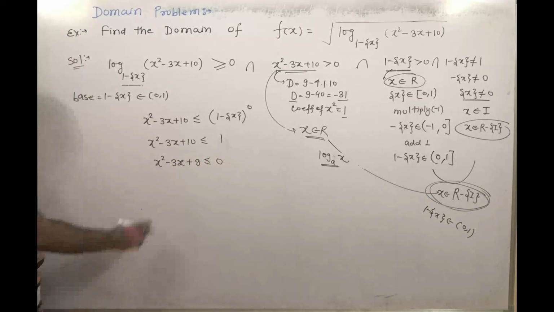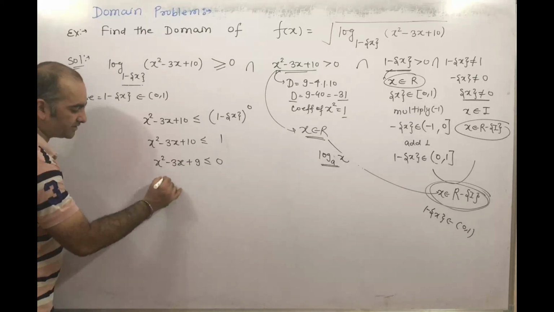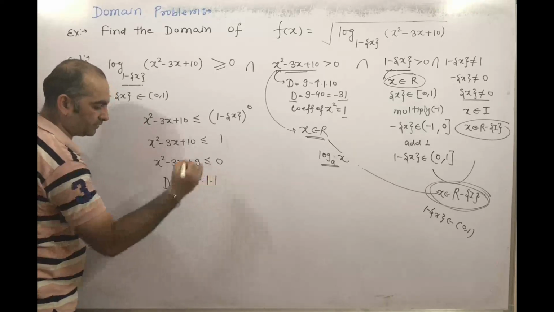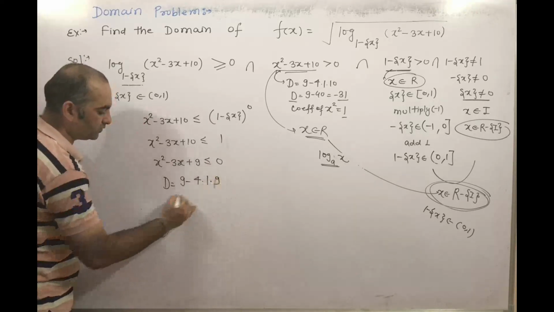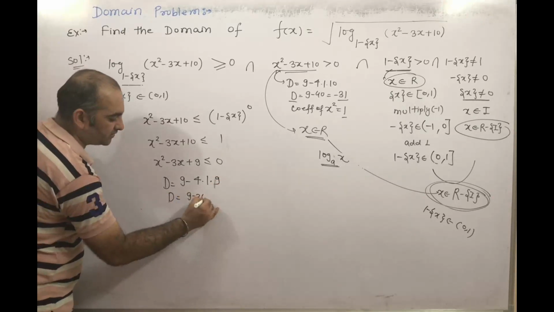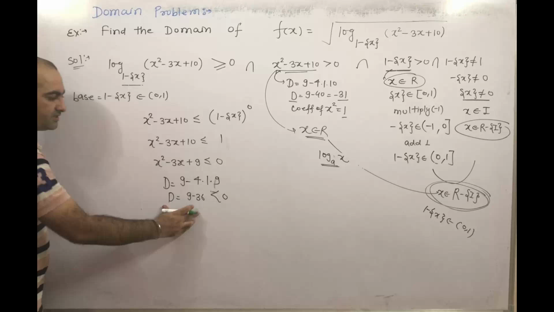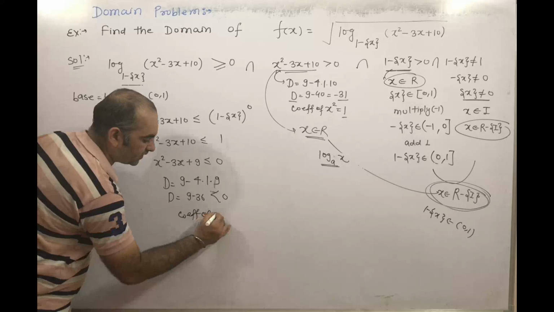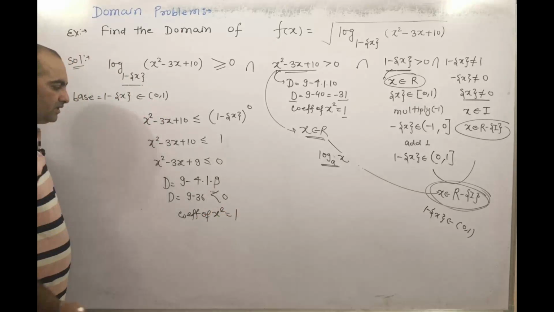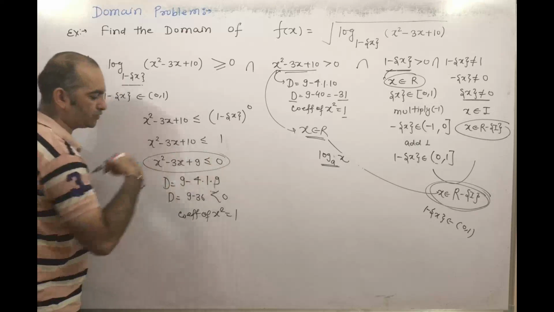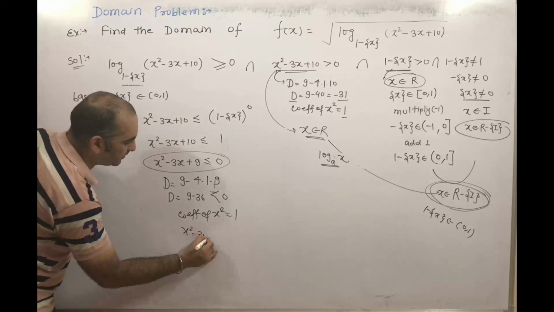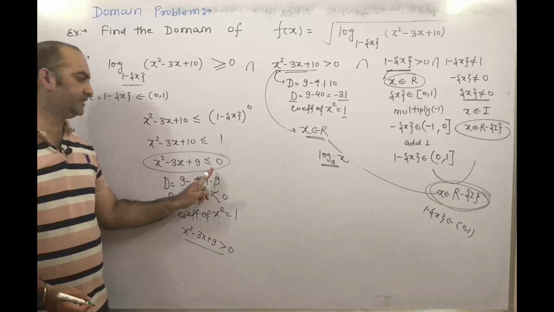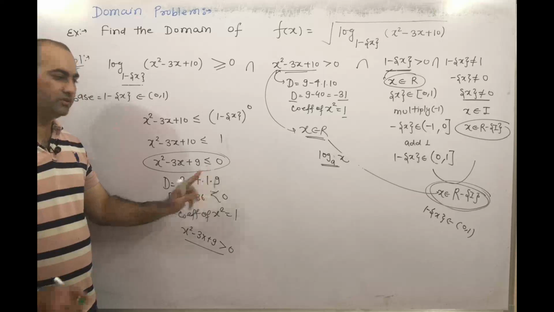Okay. So from here, x² − 3x + 9. If I check the discriminant, b² is 9, minus 4, a is 1, c is 9. So the discriminant will be 9 minus 36, which is less than 0, negative. The discriminant is negative, and the coefficient of x² is 1, so this is always positive. We can say x² − 3x + 9 is always greater than 0. But we want x² − 3x + 9 to be less than or equal to 0. So this is not possible.